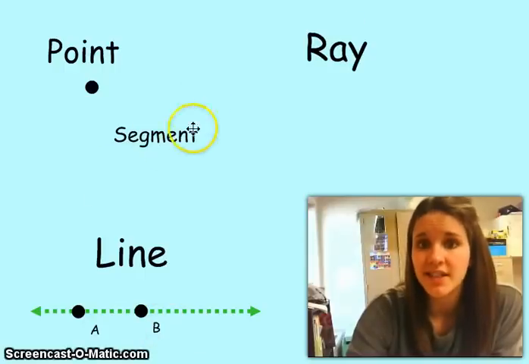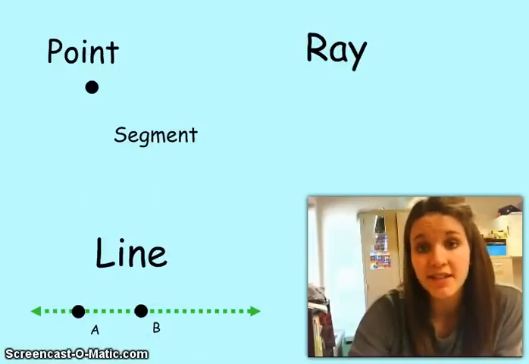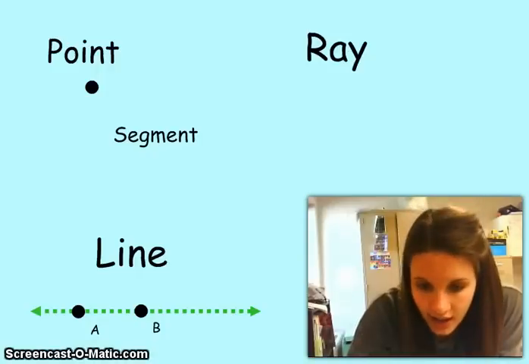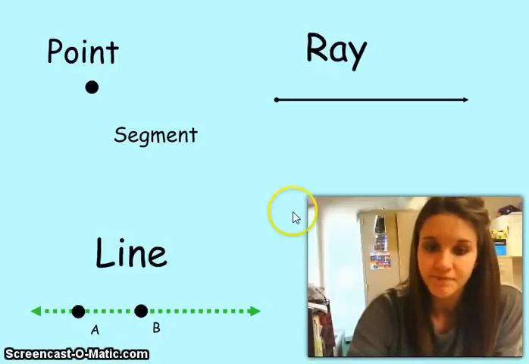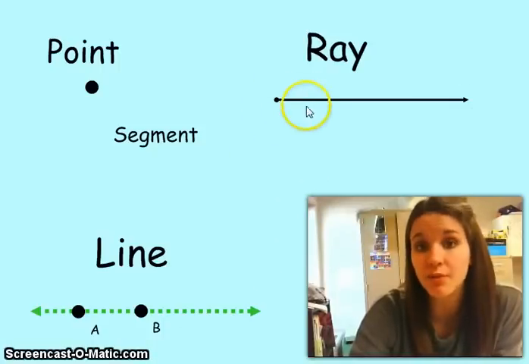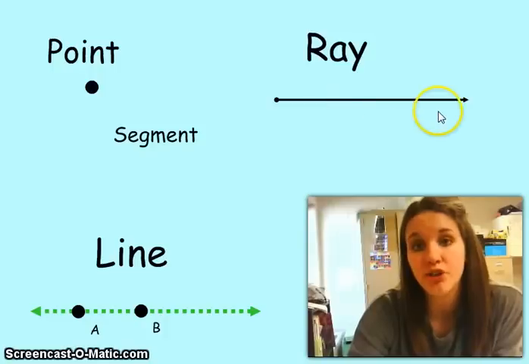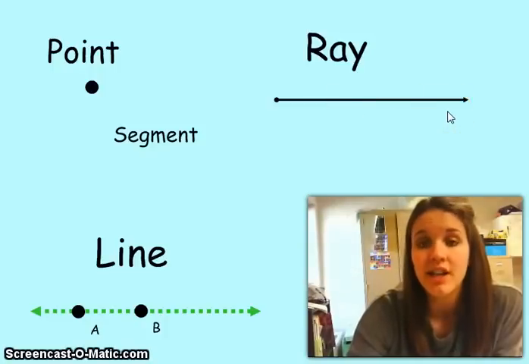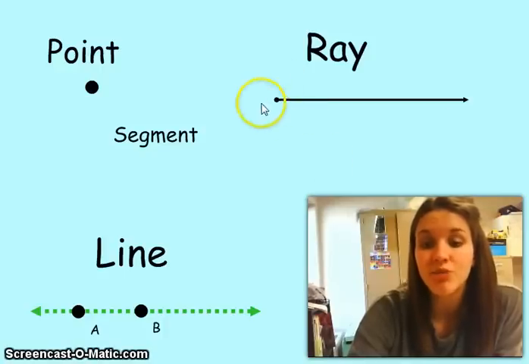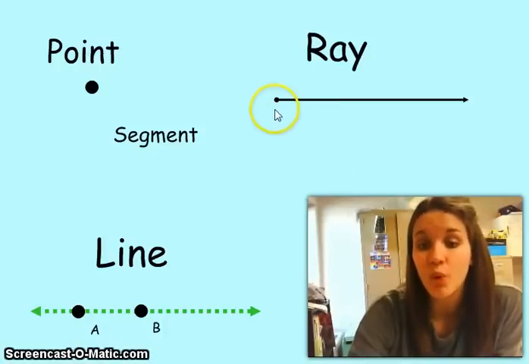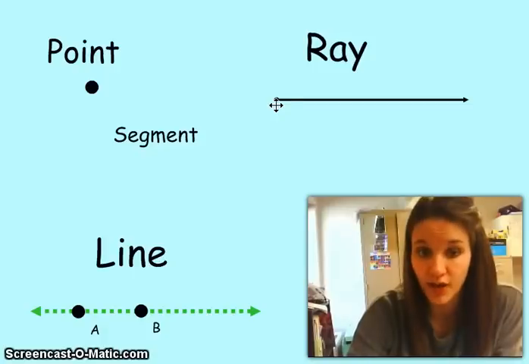So then we have rays and segments. Both a ray and a segment are parts of a line. It's not a whole line, but they are a part of a line. We're going to start with rays. A ray is, like I said, part of a line, being that it has one endpoint and it continues on and on forever in one direction. Lines continue on and on forever in two directions. Rays only continue on and on forever in one, because rays have one endpoint where it does not continue forever.